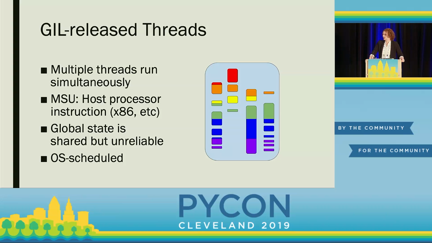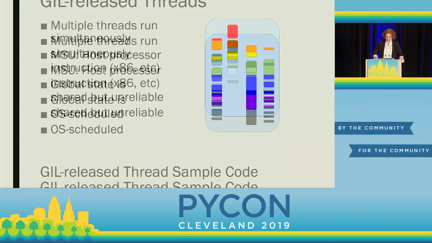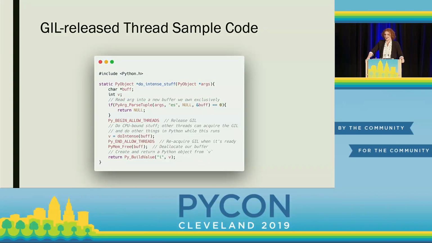Instead, when we're ready to communicate, we reacquire the global interpreter lock and pass the data back into Python where it can be passed around safely. GIL released threads are entirely scheduled by the operating system, and we have some sample code here. This is not Python. This is a Python function implemented using C that receives a string as an argument, uses the Py_BEGIN_ALLOW_THREADS macro to release the global interpreter lock, does something very computationally intense with that input string, and then reacquires the global interpreter lock before passing the data back into the application.